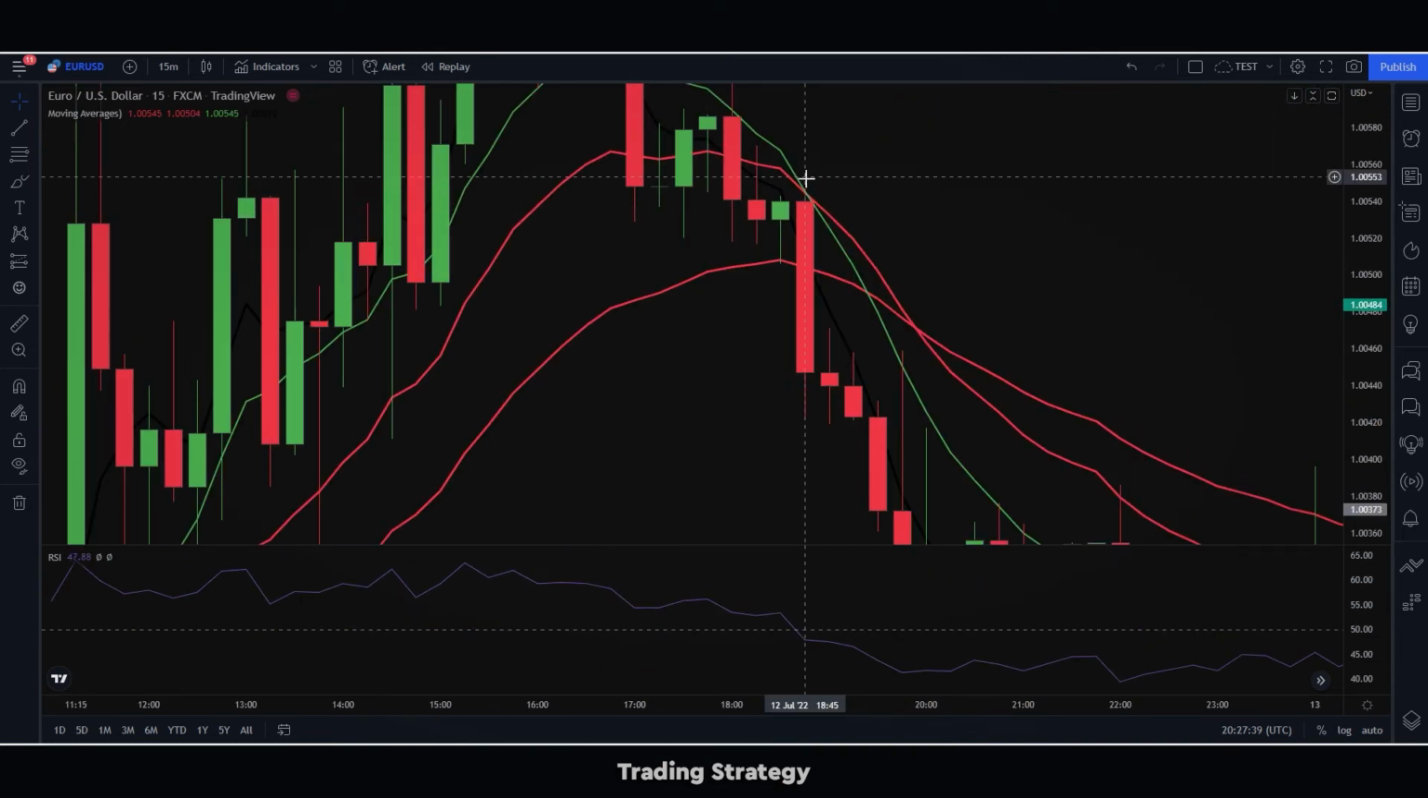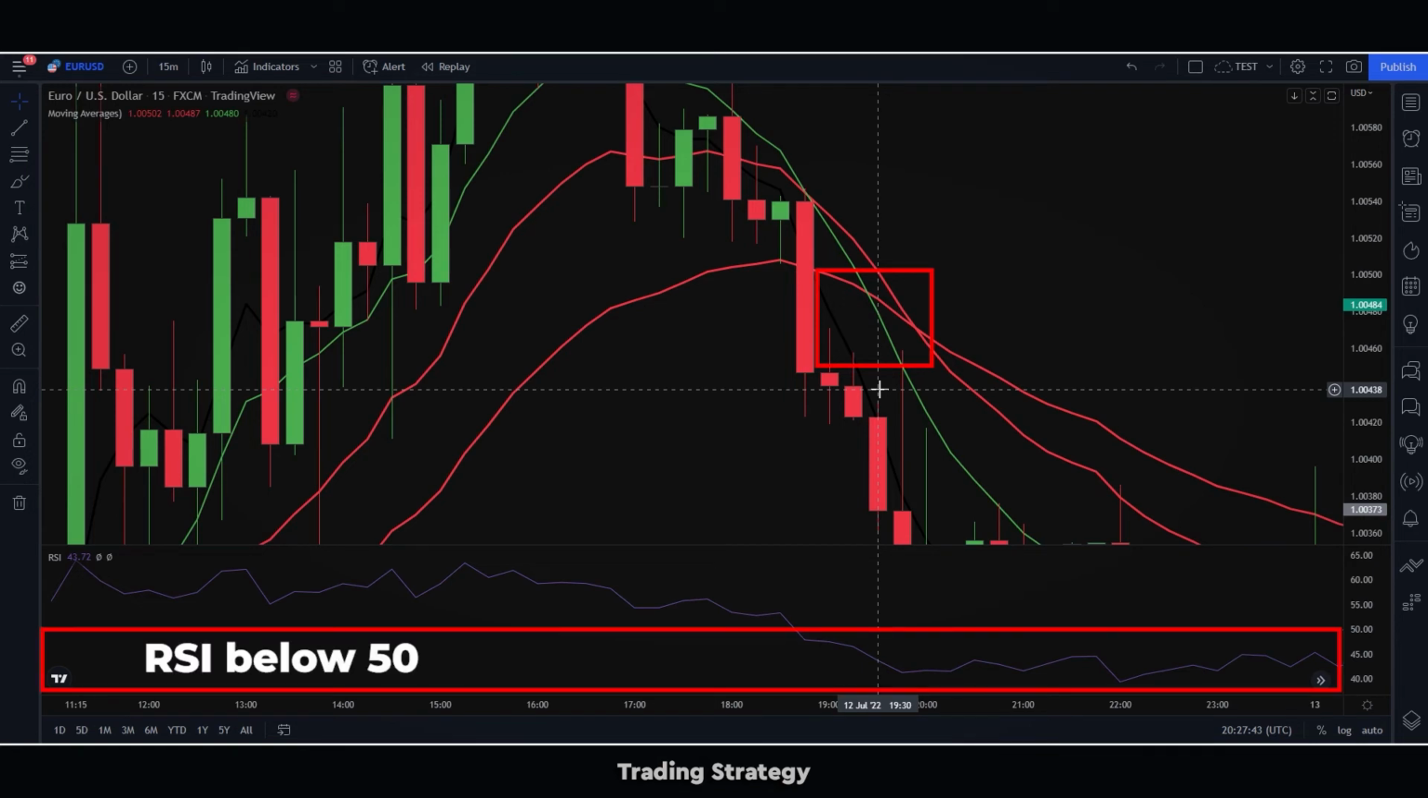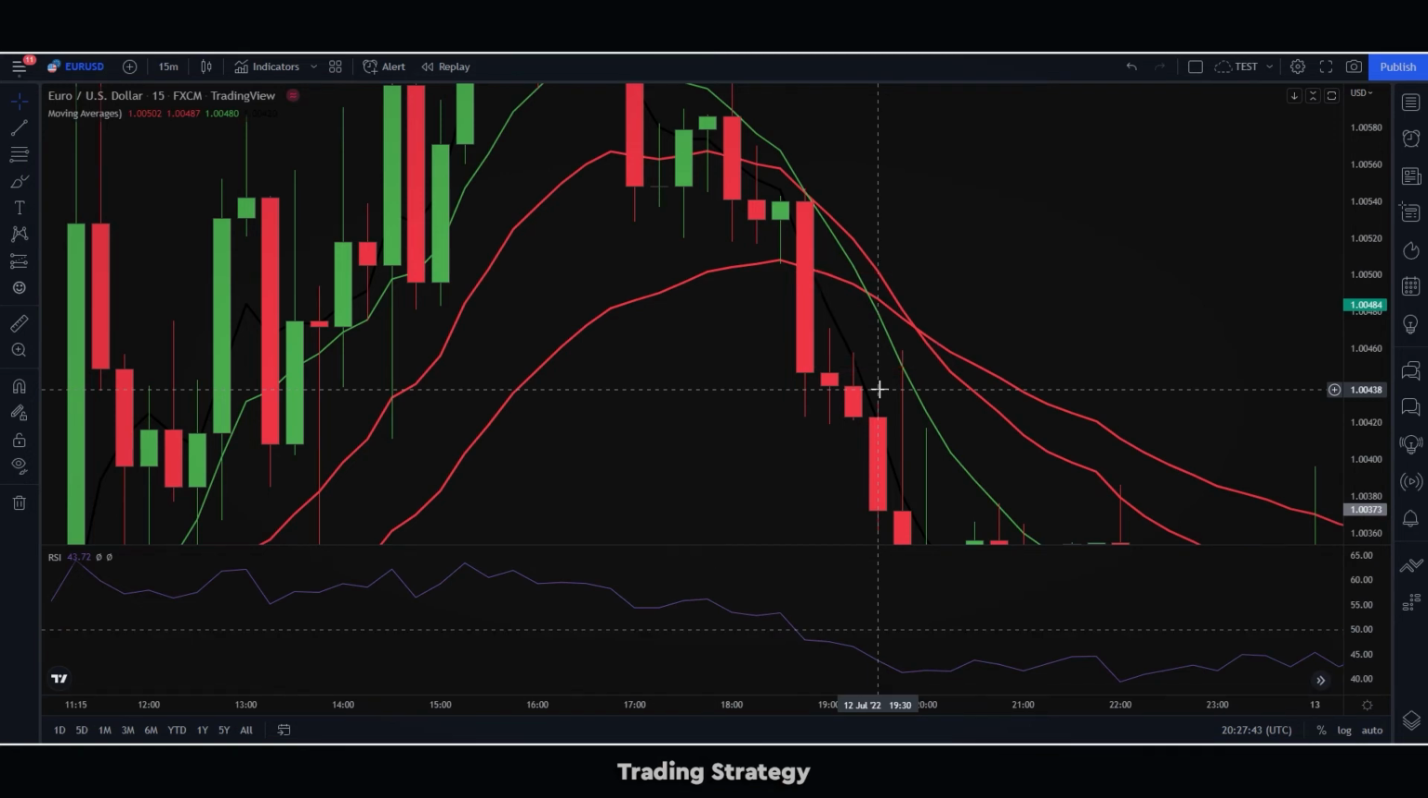In the case of wanting to carry out a sell operation, we will carry it out when the green and black moving averages cross from above to below the two red moving averages, and also the RSI is below 50. We will place our stop loss above the last high and our take profit when the black moving average crosses any of the red moving averages.